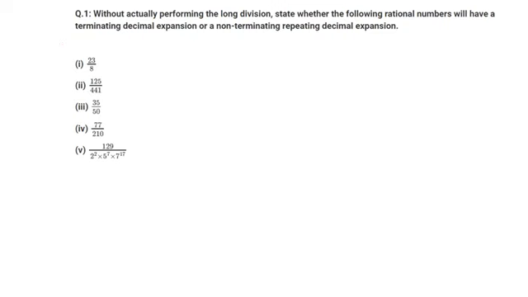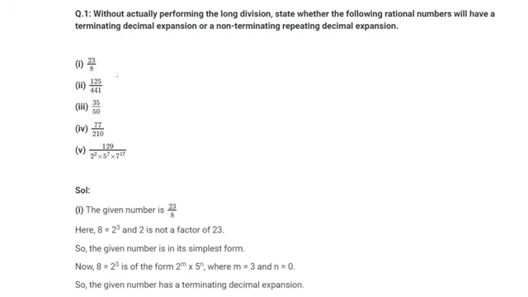Now the first question is, without actually performing the long division, state whether the following rational numbers will have terminating decimal expansion or non-terminating repeating decimal expansion. So here in this case, first of all, we have to find out whether they are in simpler form or not. That means whether they have a common factor.